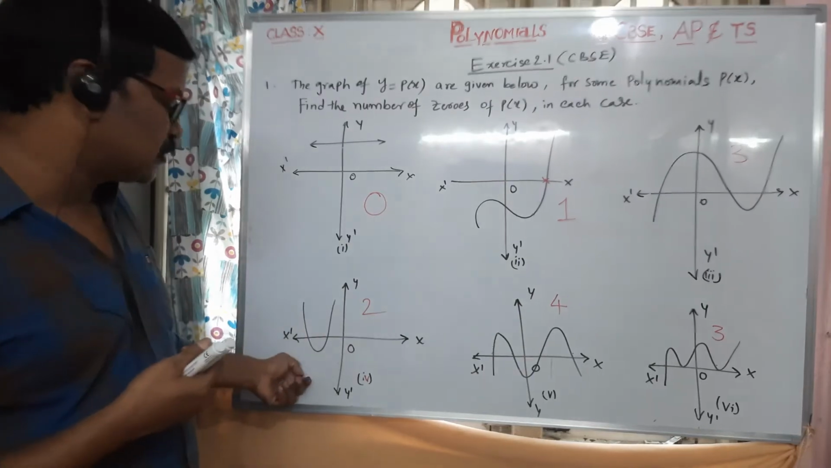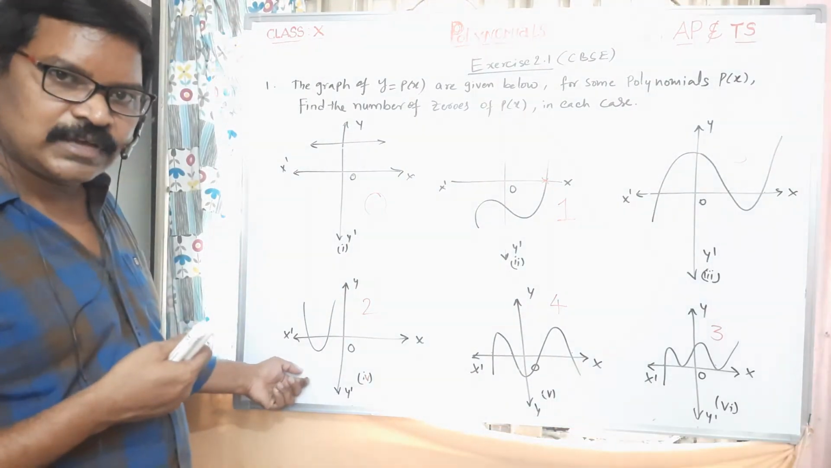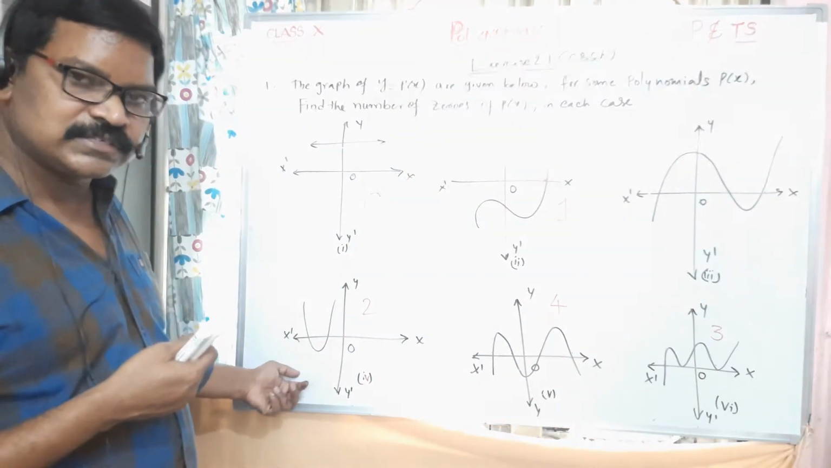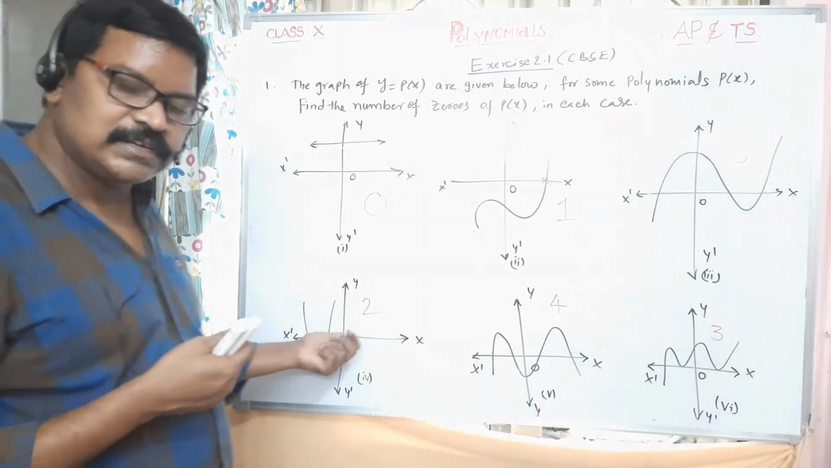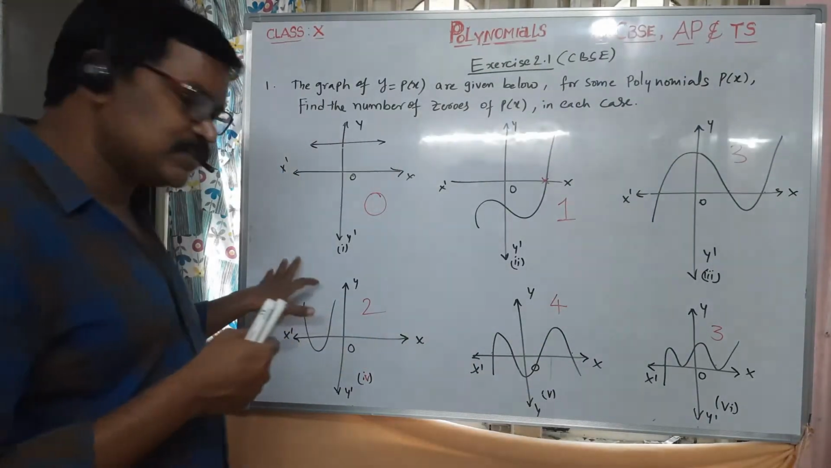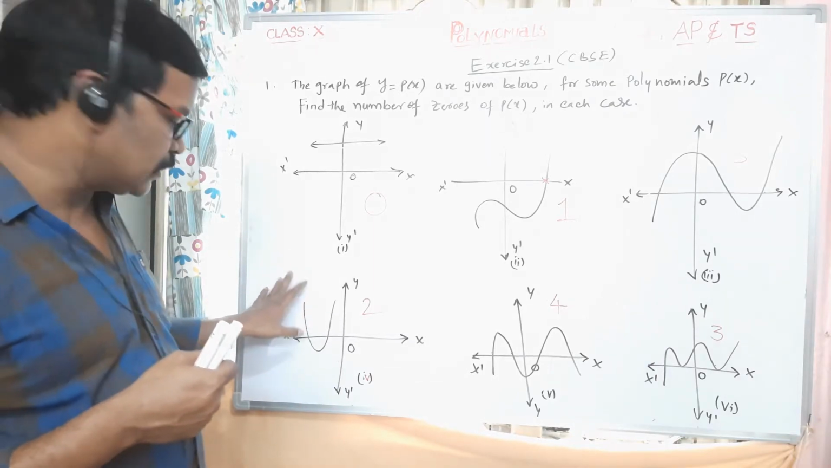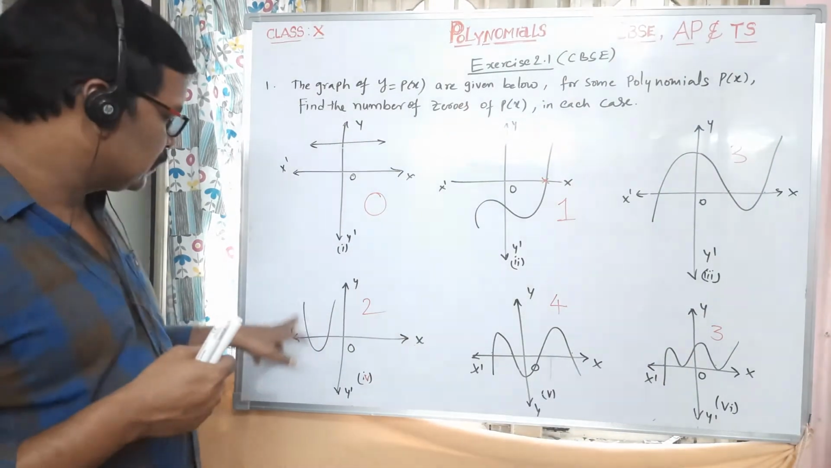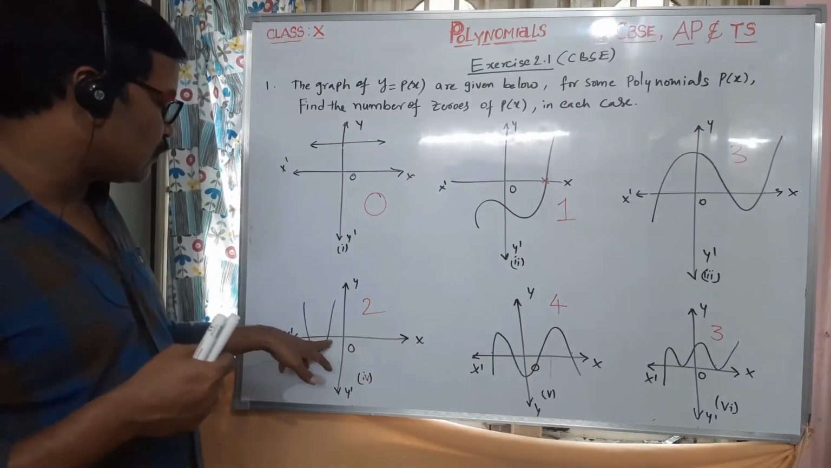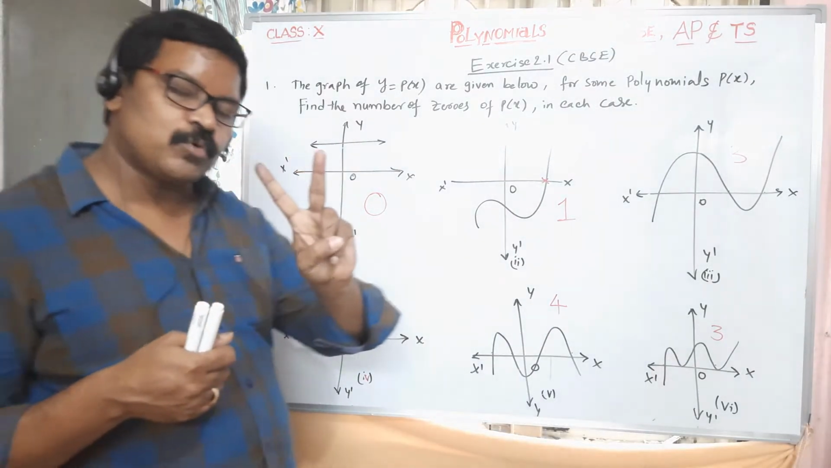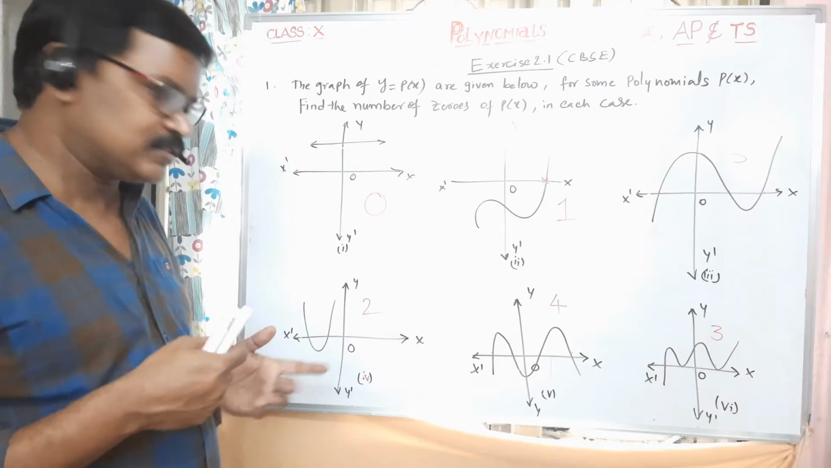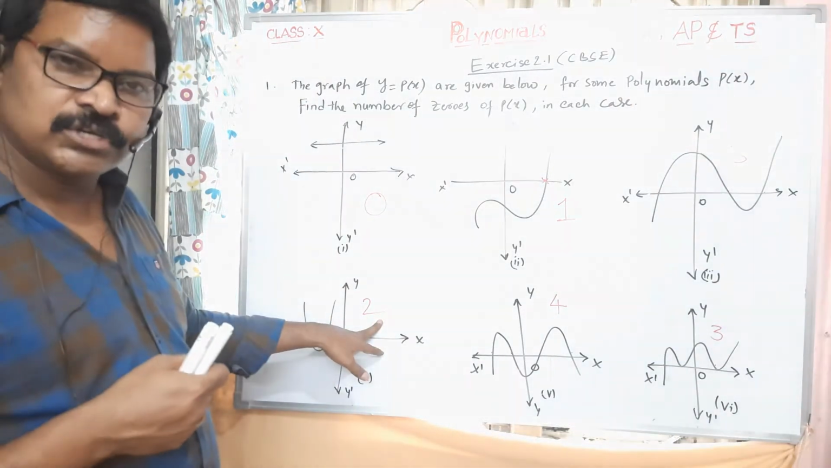Here, coming to this graph, have you ever seen this graph? Yes, I have given it in the introduction, no? Right. This is the graph of a quadratic polynomial. This shape is called a parabola. Right. This parabola intersects the x-axis at 2 points. Therefore, the number of zeros is 2.